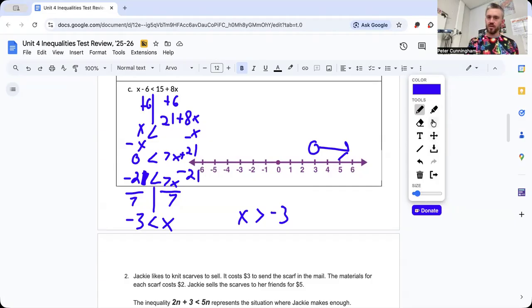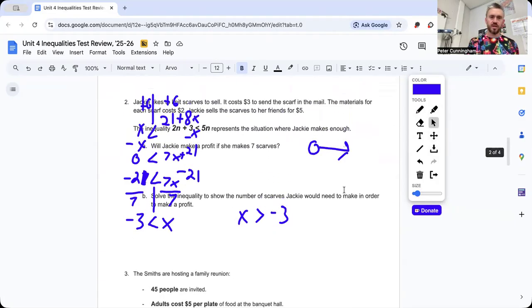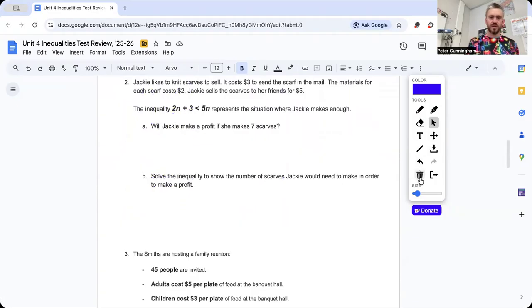All right. Okay, have this down a little better. There we go. All right, she likes to knit scarves. Good for Jackie. It costs $3 to send a scarf in the mail. Materials for the scarf, $2. Okay, so we have an inequality right here. Will Jackie make a profit if she makes 7 scarves?